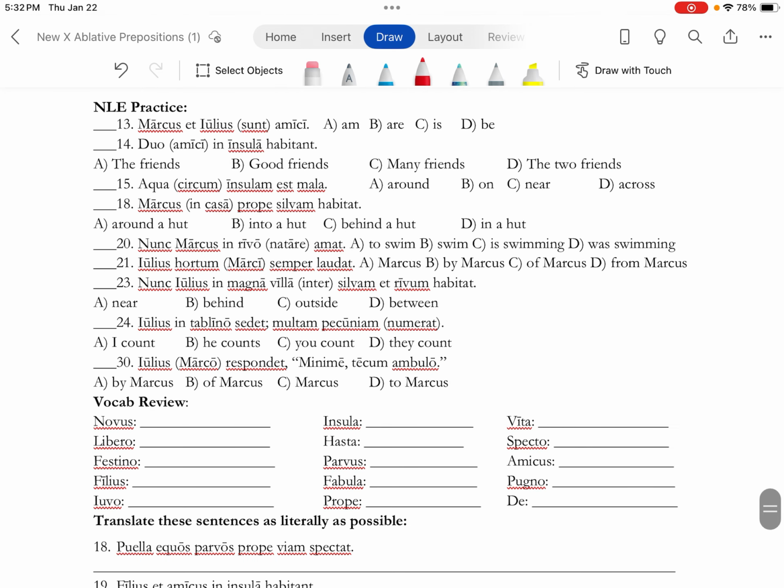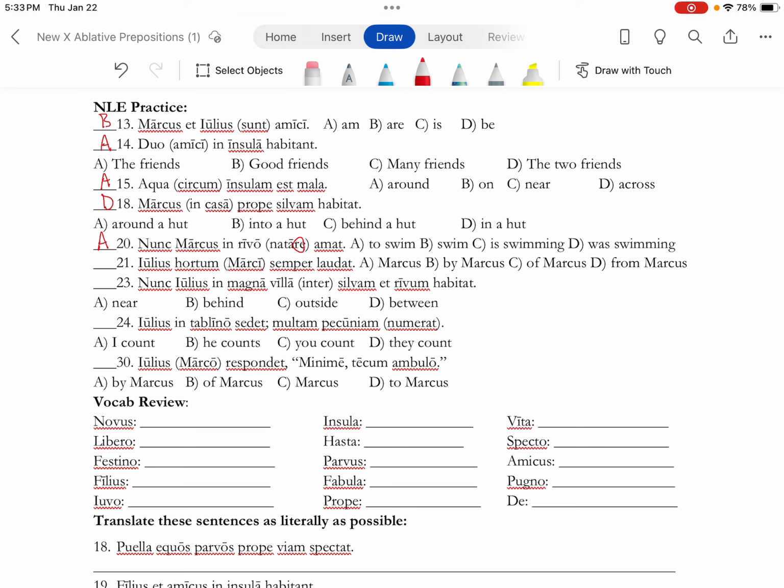National Latin exam practice. So you guys try this out on your own, and then I'm going to go with it. So pause it, do it, and then follow along. Sunt, BR. Amici, duo amici, that's going to be just friends, A. Circum means around, A. In casa, in plus the ablative is in a spot, so you want D. Natare, the RE is going to be two blanks, so A, to swim.